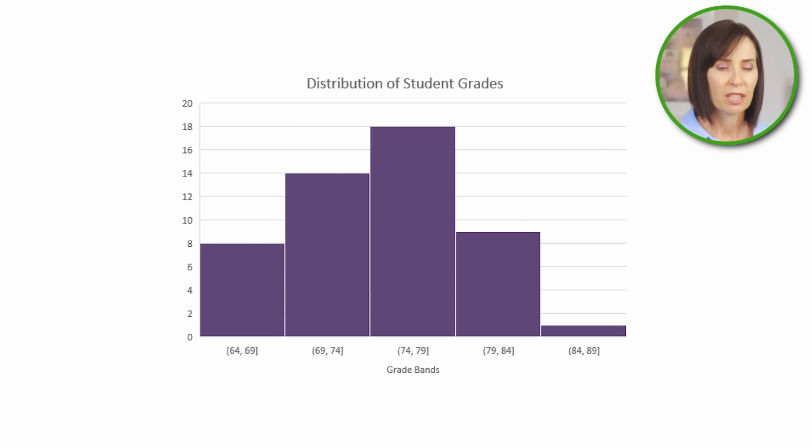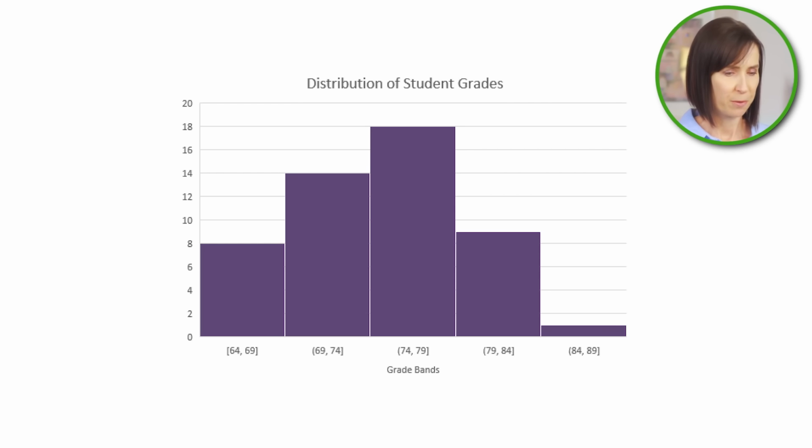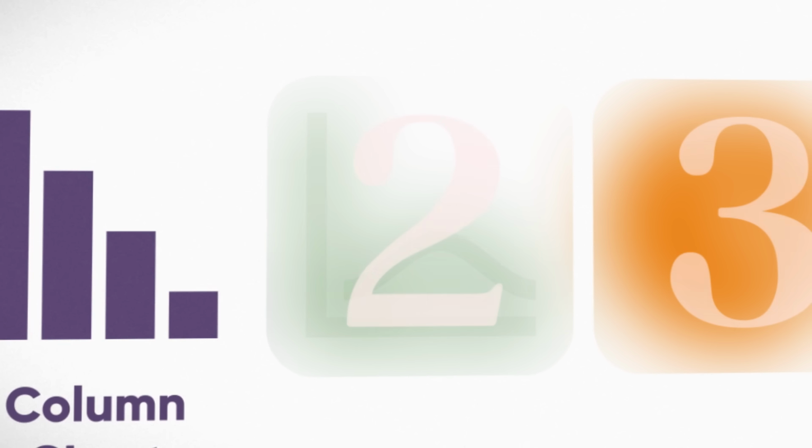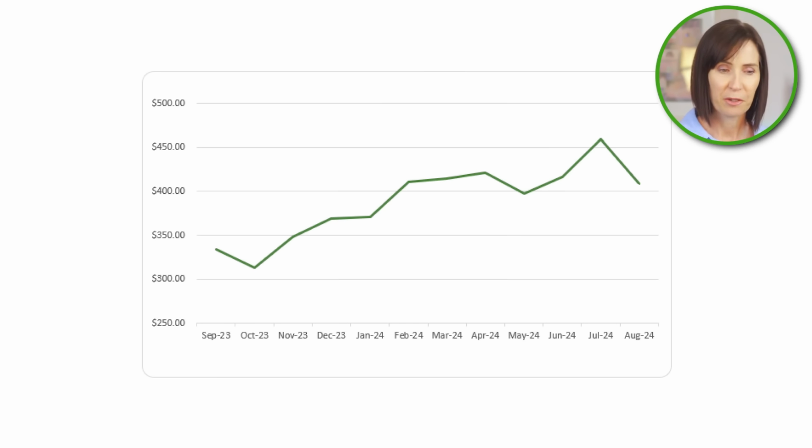Another form of column chart is a histogram, which groups the data into bins of equal size, allowing you to understand the distribution of your data. For example, this histogram displays the distribution of student grades, with the height of the column showing the count of grades in each bin. The next essential chart is the line chart, which is great for visualizing data over time.